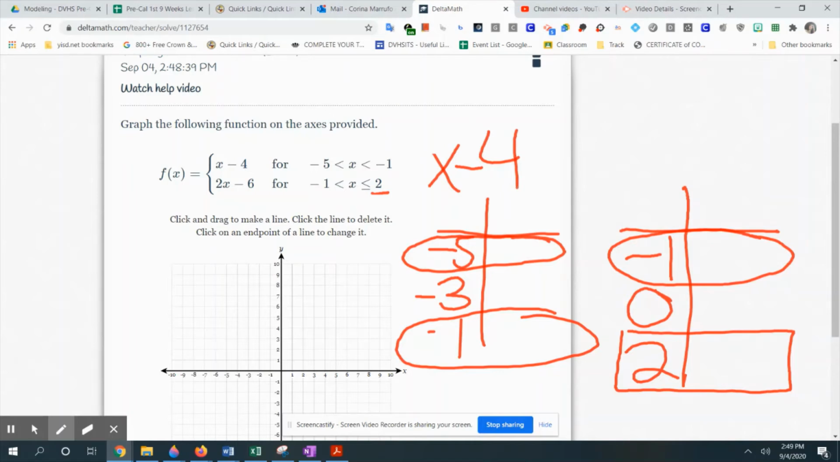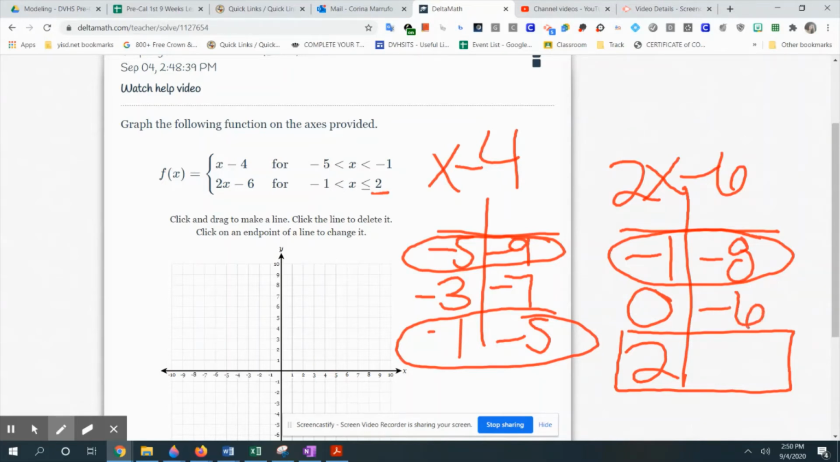-5 minus 4 gives us -9. -3 minus 4 gives us -7, and -1 minus 4 gives us -5. Then next here, we have 2x minus 6. So we plug in 2 times -1 is -2 minus 6 is -8. And then 2 times 0 is 0 minus 6 is -6. And then 2 times 2 is 4, and 4 minus 6 is -2.